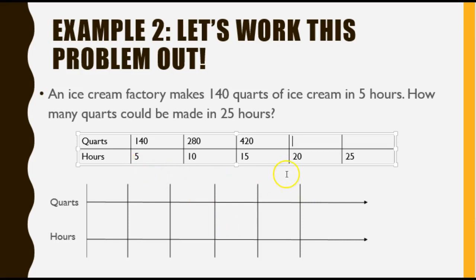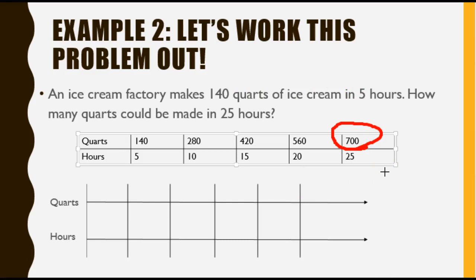Now 5 times 4 got me to 20. So 140 times 4 actually gets me to 560. And then 5 times 5 got me to 25. So 140 times 5 should be 700. So in 25 hours, the factory should produce 700 quarts of ice cream.